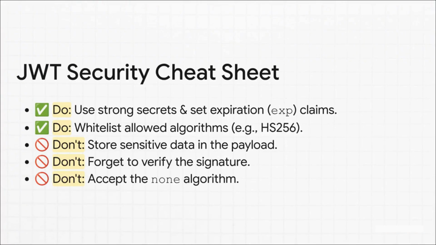So here is your security cheat sheet. First, always use a long, strong, totally random secret key. And always put an expiration date on your tokens. Second, your server code should have a whitelist of exactly which algorithms it will accept, and you should never, ever allow none. And finally, always, always, always transmit tokens over a secure HTTPS connection.